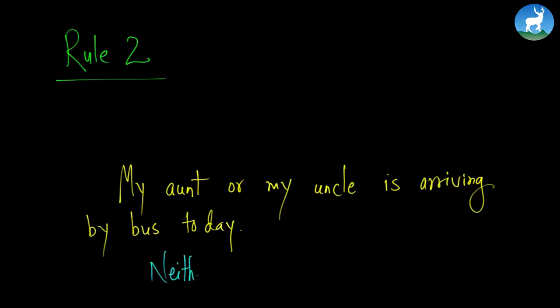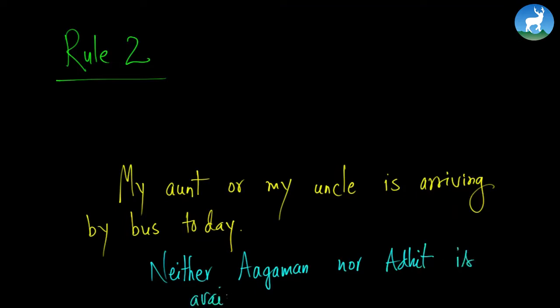Neither Agaman nor Adit is available. So let's find out the verbs first and subjects. First subject is aunt, another subject is uncle. What is the verb? The verb is. The first subject is Agaman, another subject is Adit. What is the verb? Available. You see, that is the verb.